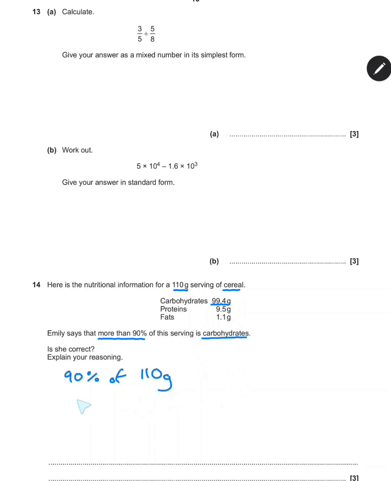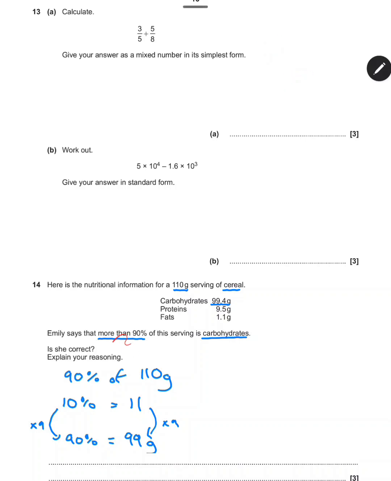So we can start by working out 10%. And 10% of any number is just that number divided by 10. So 10% of 110, which is 11. When we've got 10%, we can work out 90% just by multiplying by 9. And 11 times 9 is 99. So 99 grams is 90%.